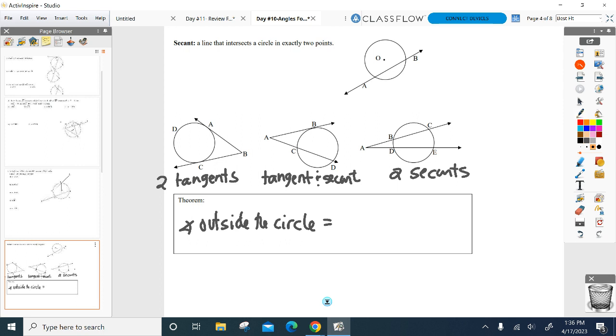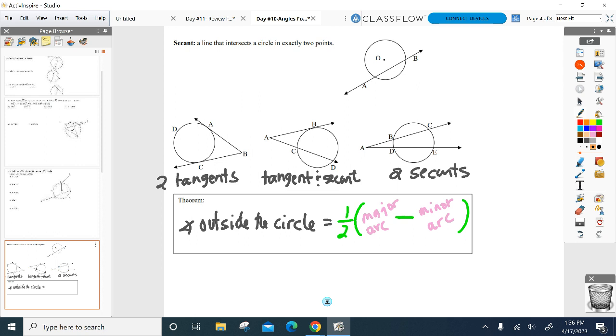Guys, remember floater from before break? That was half of two arcs, and I did what to them? I added them. Angle on the outside, I subtract them. What do I subtract? I take the major arc and subtract the minor arc, and I'll get a little bit more detailed here with you in a second after you get that down. All right, so angle on the outside, I'm going to subtract the major minus the minor and cut it in half.